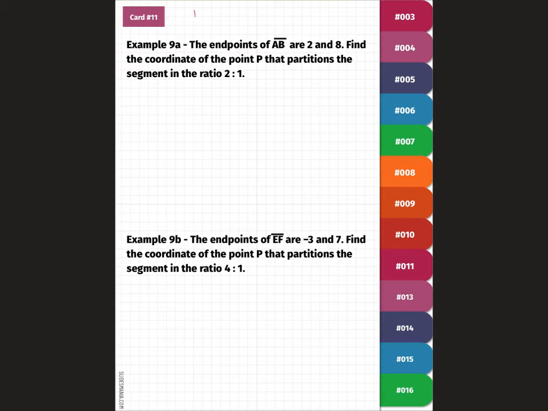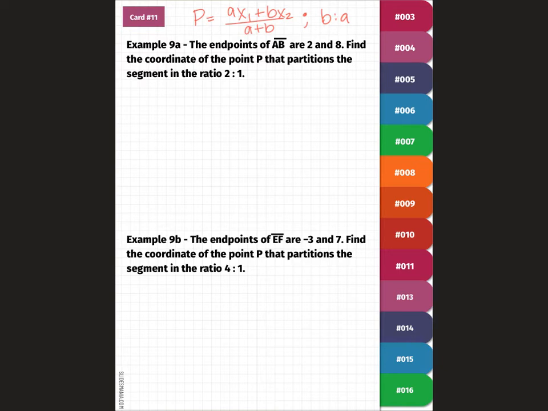So it is P, which is the point, the partition, is equal to A times X1 plus B X2 over A plus B, where my ratio is B to A. And so you got to make sure you remember that your ratio is B to A.